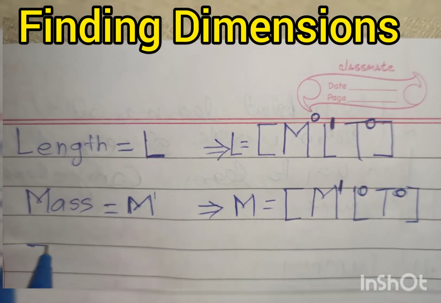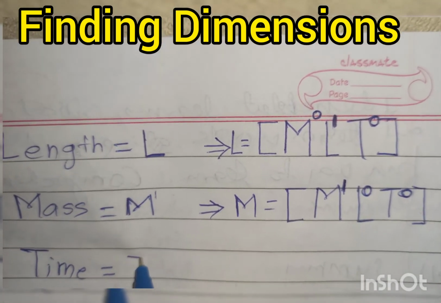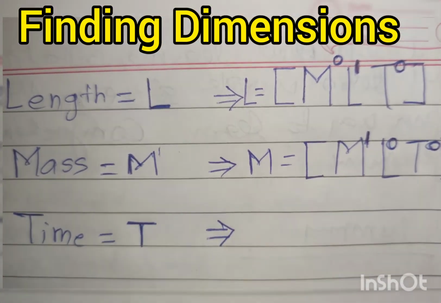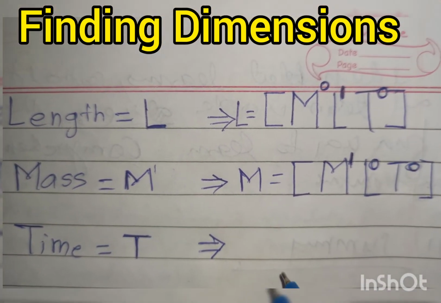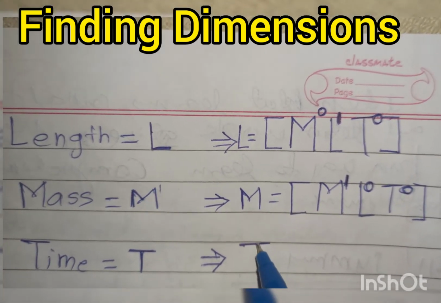Let's try one more. Time. How do we measure time? Yes, in seconds, of course. So we write this as T. You see, when I'm measuring time in seconds, maybe in hours or whatever unit you prefer, good. But it is just a simple time, T.